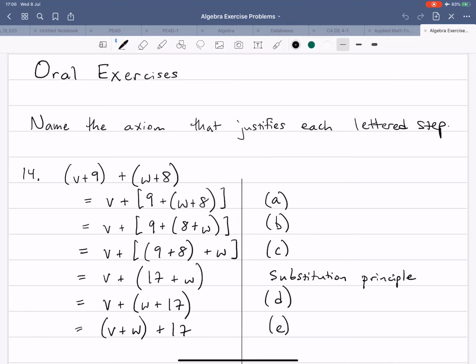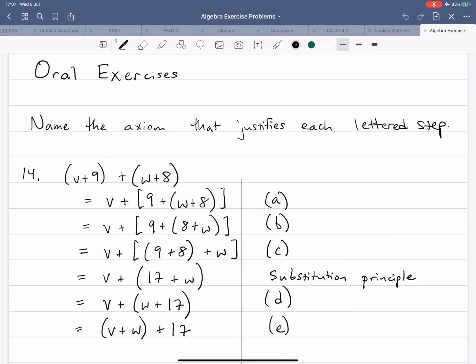Okay, today we're going to go through some practice problems for chapter 2.2. Remember that this is the basic assumptions, axioms about the real numbers. Okay, so the first problem that we're going to look at, the instructions are to name the axiom that justifies each lettered step.